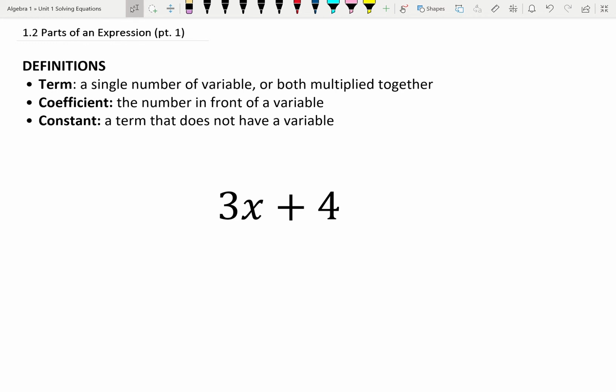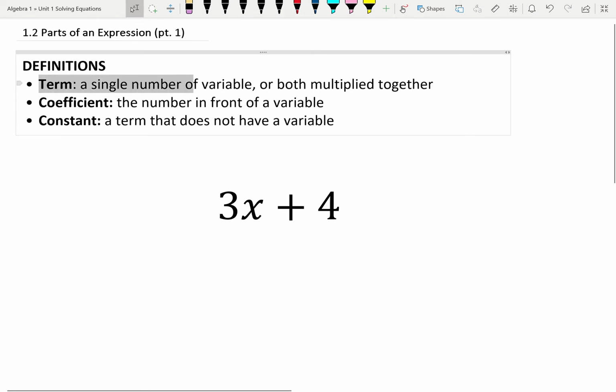In this video, we're going to talk about algebraic expressions and different parts of expressions. Some definitions first. We have a term, which is a single number or variable, or both of those multiplied together. We have a coefficient, the number in front of a variable, and a constant, which is just a term that doesn't have a variable. And a variable is, in math, a letter that stands for something else.